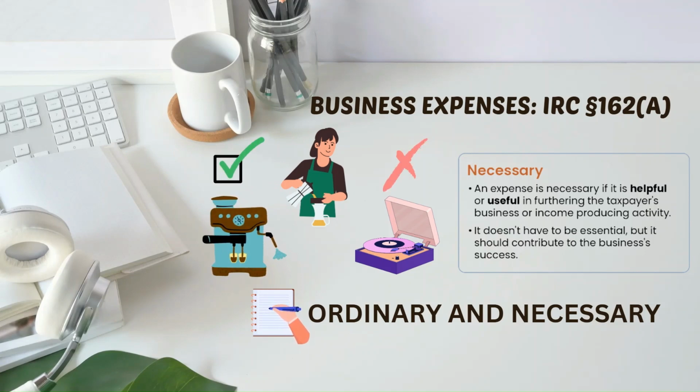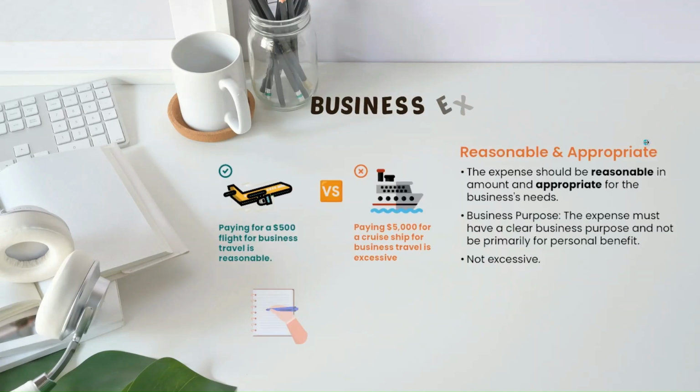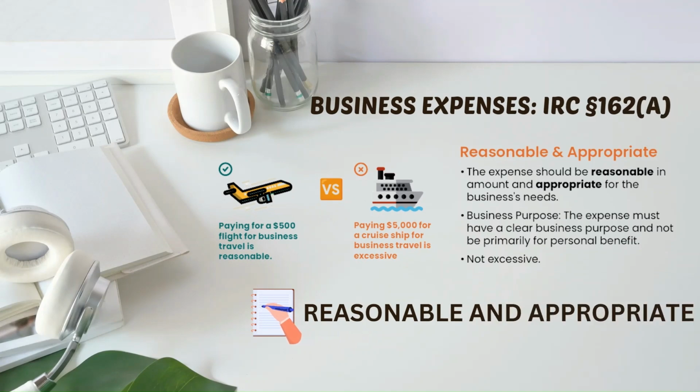Additionally, IRS mentioned another two vital keywords: reasonable and appropriate. The expense should be reasonable in amount and appropriate for the business needs. The expense must have a clear business purpose and not be primarily for personal benefit. Also, it should not be excessive. Let's say, for example, paying for a $500 flight for business travel is reasonable, but paying $5,000 for a cruise ship for business travel is excessive.